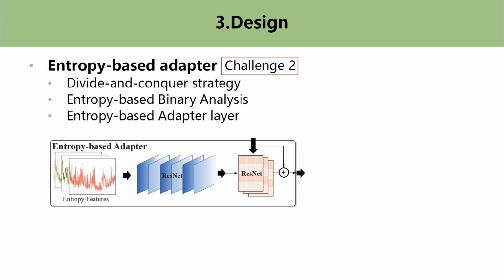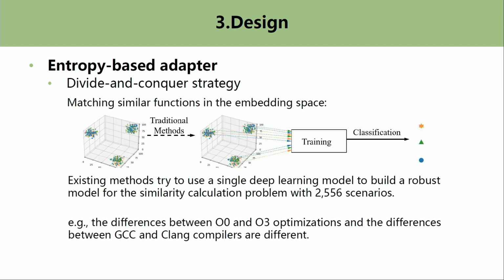The existing work tries to use a single model to build a robust model for the similarity problem with more than 2,000 scenarios. This is difficult. For example, the differences between compilers differ from the differences between optimizations. It may be possible to build a robust model for one or several specific scenarios. However, building a robust model against more than 2,000 scenarios is complicated. To this end, we propose a divide and conquer strategy.